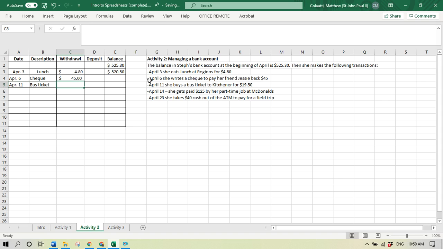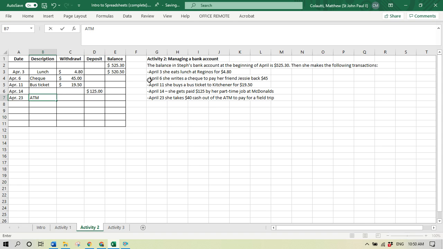That was $19.50. Oh, then on April 14th, good news for our friend Steph. She actually gets paid. So we're not talking about money coming out of her account. We're not talking about withdrawal. We're talking about deposit. She gets paid $125. Nice job.